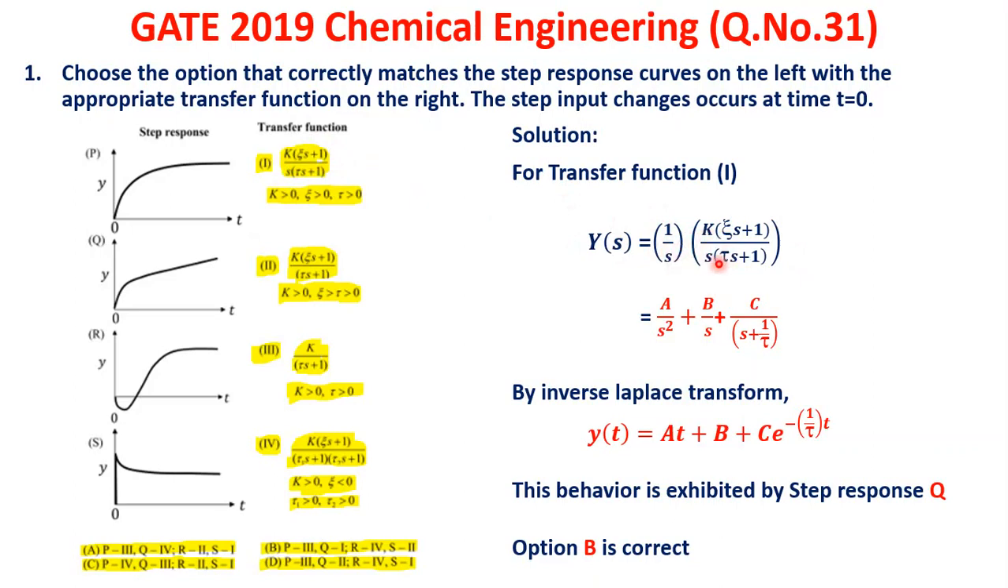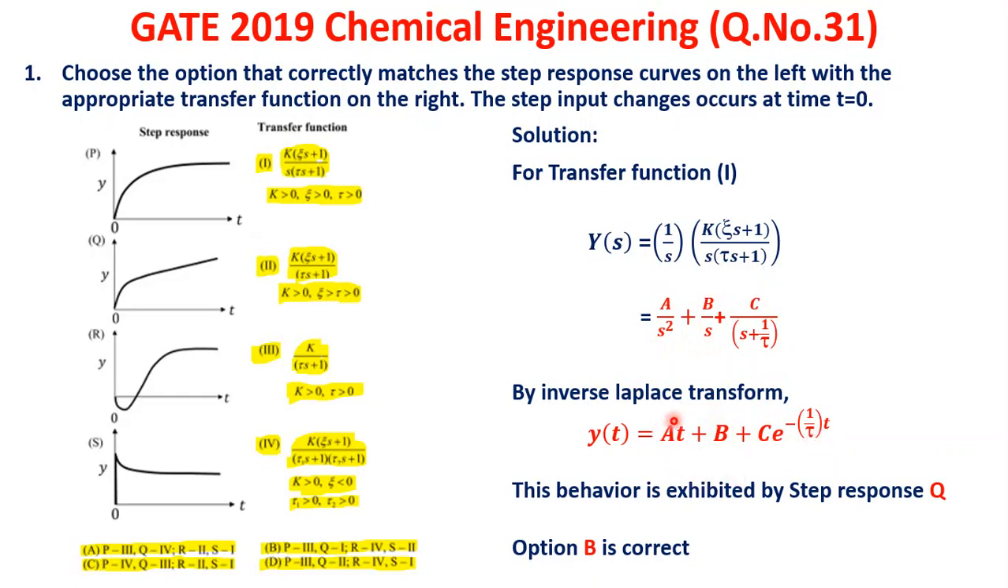Now the denominator will be s square. Therefore if you do the partial fraction, it will be A by s square plus B by s plus C by (s plus 1 by τ). Of course this τ I have taken outside, so s plus 1 by τ. The τ also I combine with the numerator, finally resulting in this. If you take inverse Laplace transformation of this, A by s square is A into t, B by s is B, and C by this is C into e power minus 1 by τ into t.